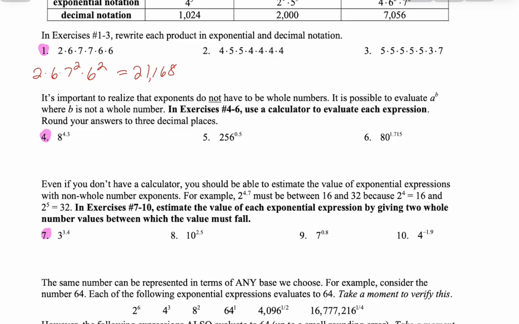Now I'm just jumping to 4 again, because I just want to talk about this for a minute. It says it's important to realize that exponents do not have to be whole numbers. You would have to use a calculator to do number 4. If you know that 8 to the 4th is 4,096, I don't know that off the top of my head, and 8 to the 5th is 32,000, 8 to the 4.3 should be somewhere between that 4,000 number and that 32,000 number. We should expect that.